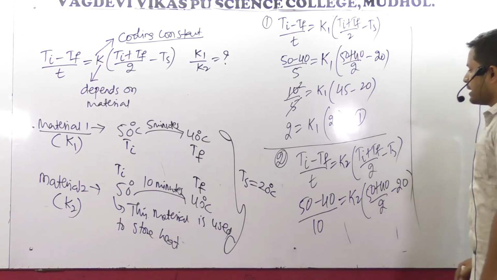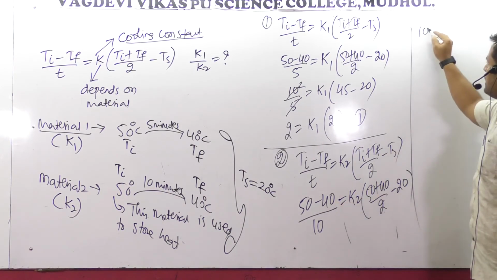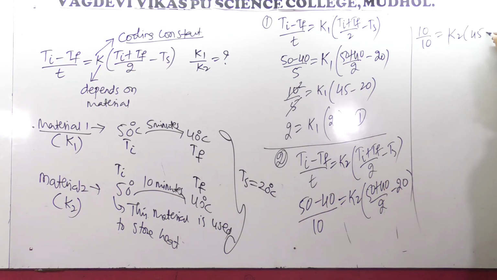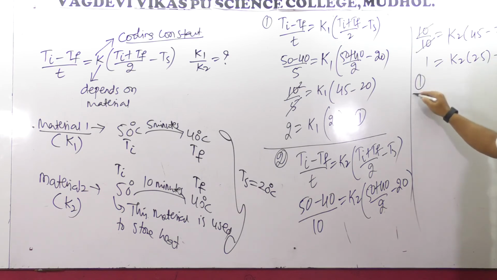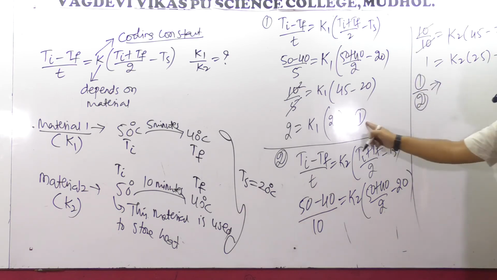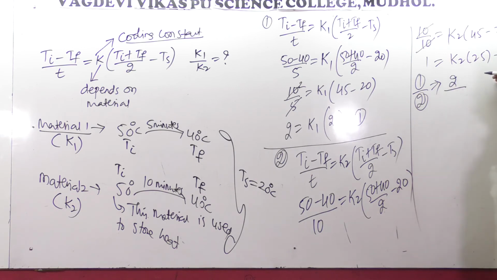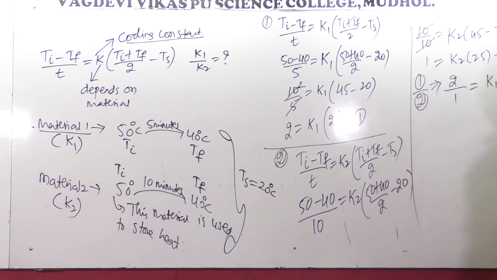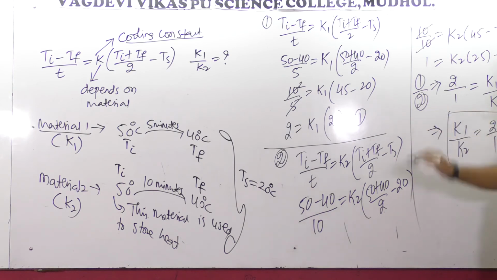Okay, as usual. Now what will happen? 50 minus 40, 10. 10 divided by 10 is equal to K2 bracket 50 plus 40, 90, 90 by 2, 45, 45 minus 20. So it becomes 10 divided by 10 is 1, which is equal to K2 bracket 25. Let me call this equation number 2. Let me divide equation 1 by equation 2. The LHS of equation 1 is 2 and the LHS of equation 2 is 1. The RHS is K1 into 25 divided by K2 into 25. So 25, 25 get cancelled. I want K1 is to K2, so K1 divided by K2 is equal to 2 is to 1. I got it. Over. This is the answer.